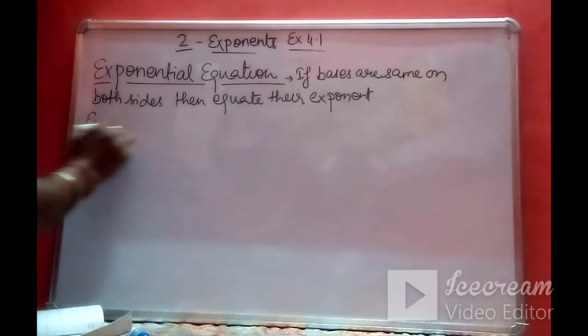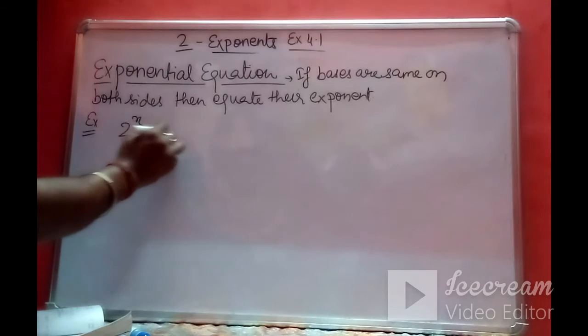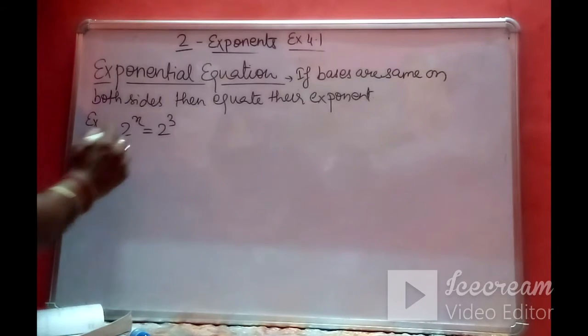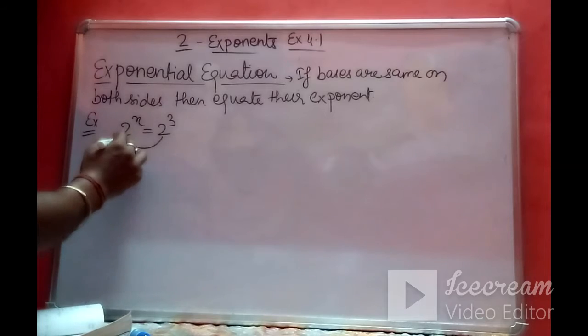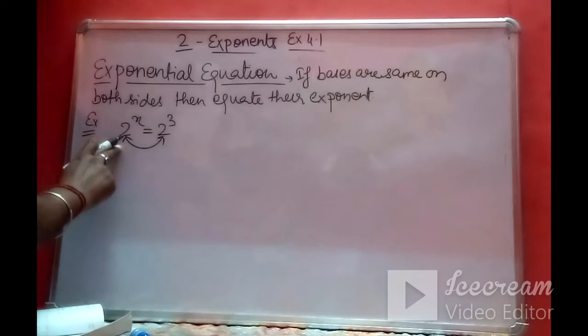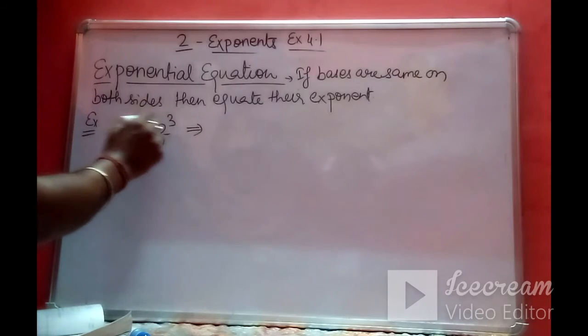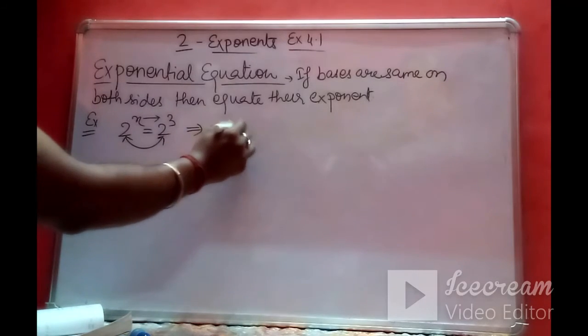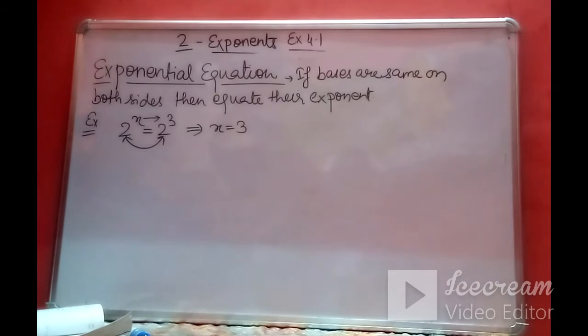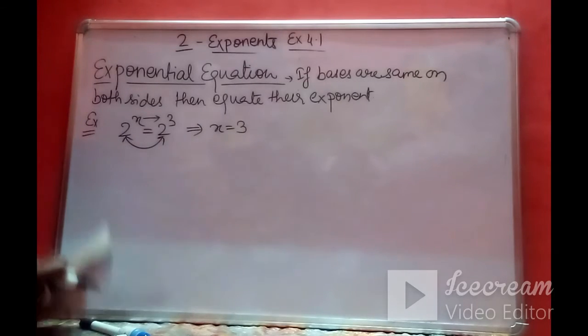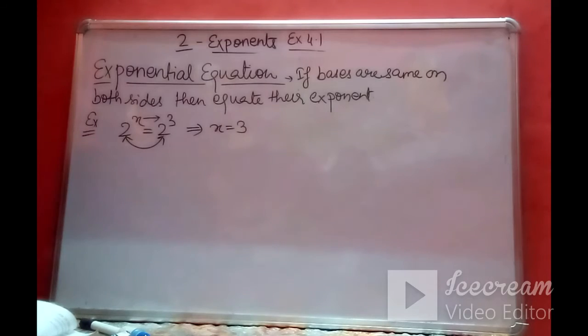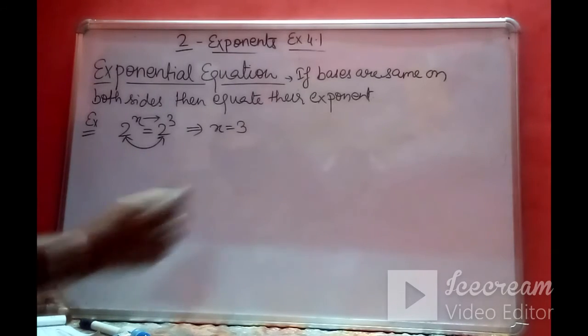For example, suppose I write 2 to the power x equal to 2 to the power 3. So here the bases are same. This is very much clear. At LHS it is 2 and RHS also 2. So what we will do, we will equate these. So x becomes equal to 3. Okay, so this will be the concept that we will use to solve any exponential equation. You have to make the base same on both sides. If the base becomes same on both sides, then you can easily equate their exponents.